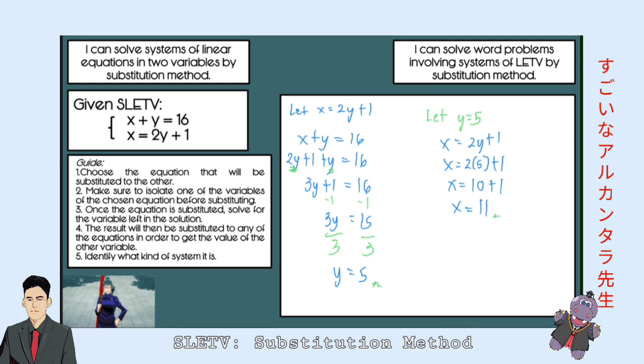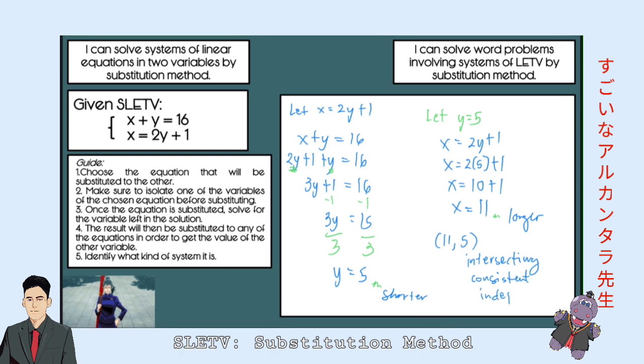Meaning, we have our ordered pair or the measurement for the wood. We have this as the longer and this is the shorter piece. If you write it as an ordered pair, 11, 5, this means that this is intersecting when you graph it. And this makes the system consistent and independent.